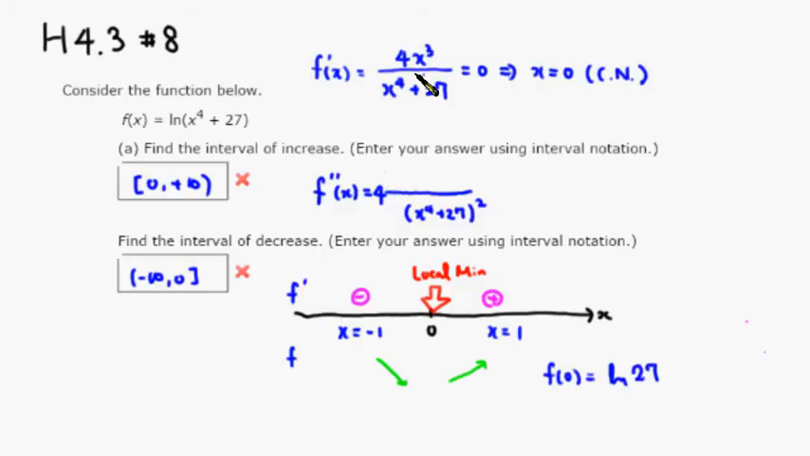Then the derivative of the top is 3x squared times the bottom, which is x to the fourth plus 27, minus the top, x cubed, times the derivative of x to the fourth plus 27, which is 4x cubed. So if you clean this up, you have 4 here, and x to the fourth plus 27, squared.